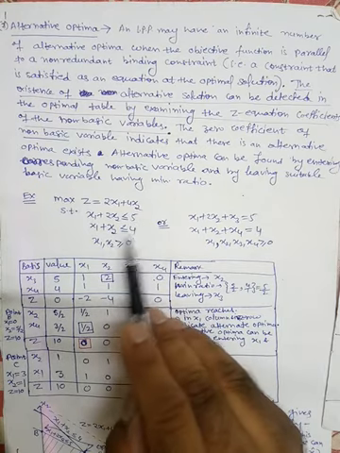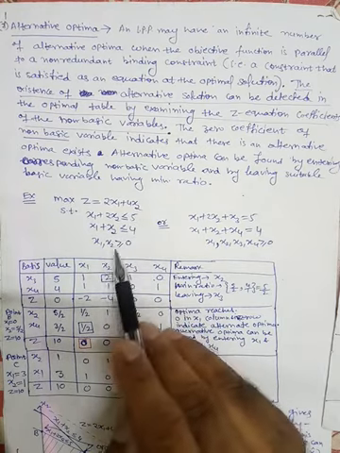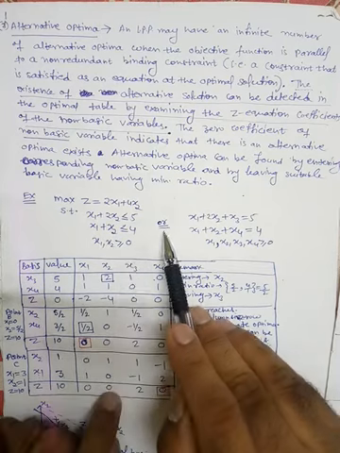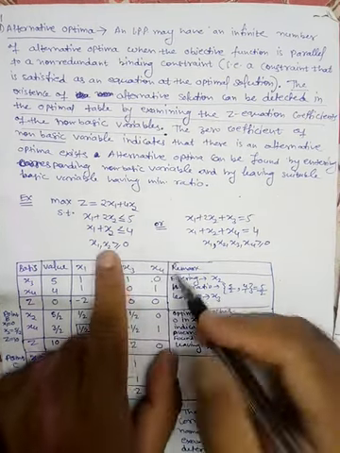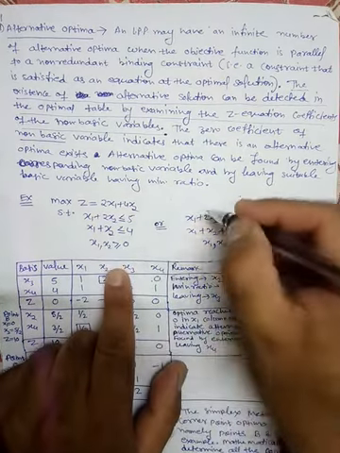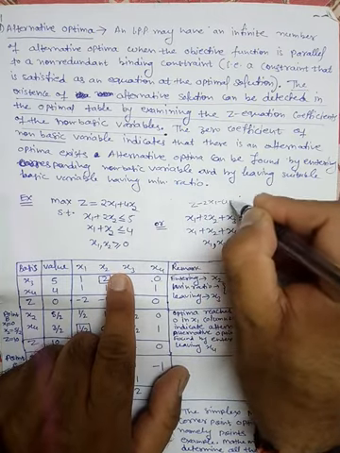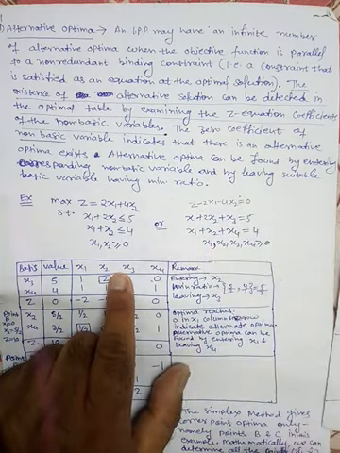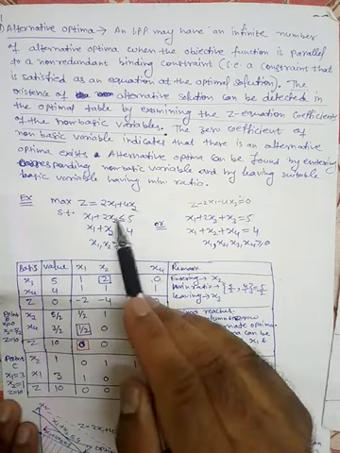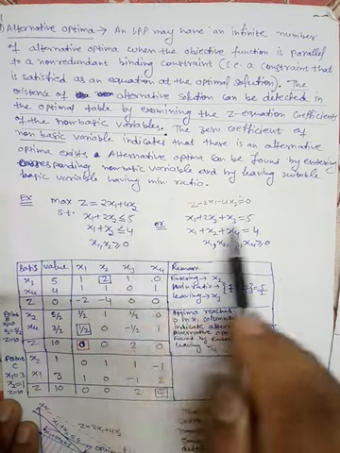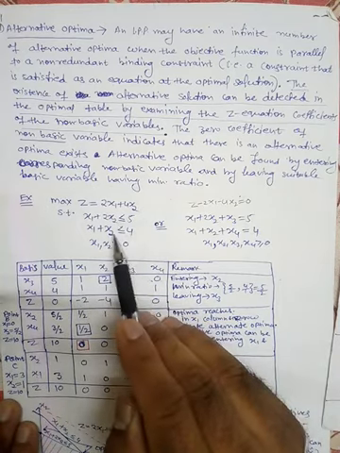x1 plus x2 is less than or equal to 4. x1, x2 is greater than or equal to 0. So this can be rewritten as the objective function z minus 2x1 minus 4x2 equals 0. Okay, now write this down. Add slack variable x3 here, and add slack variable x4 here.